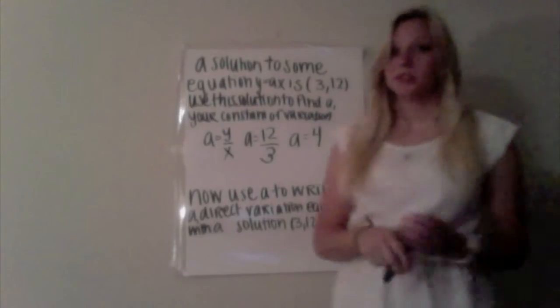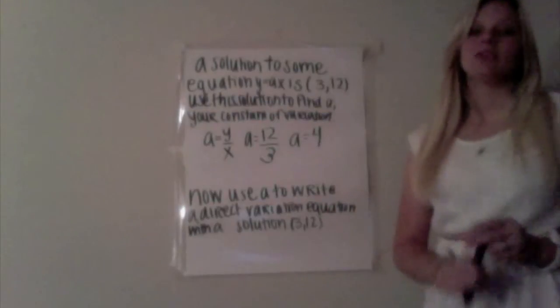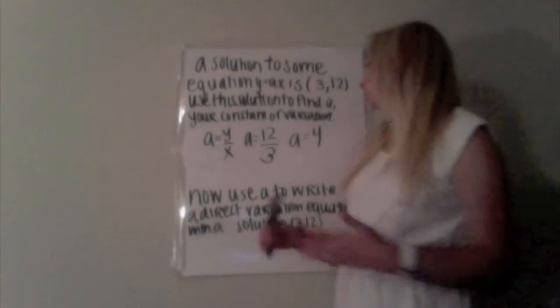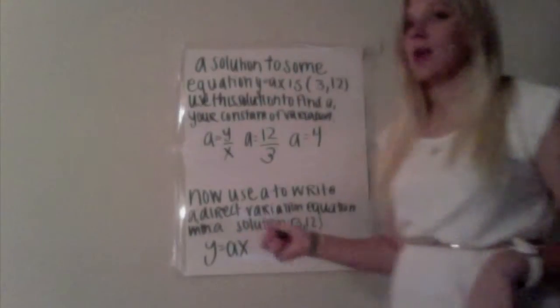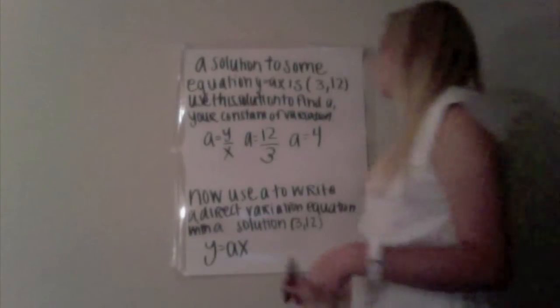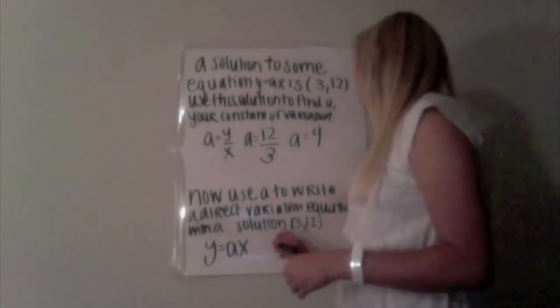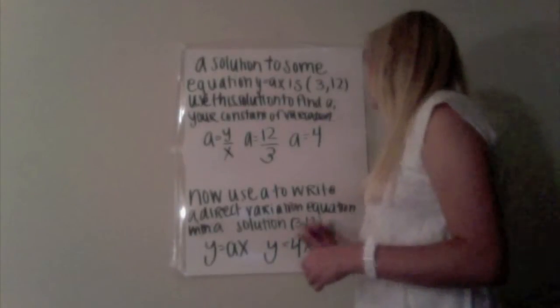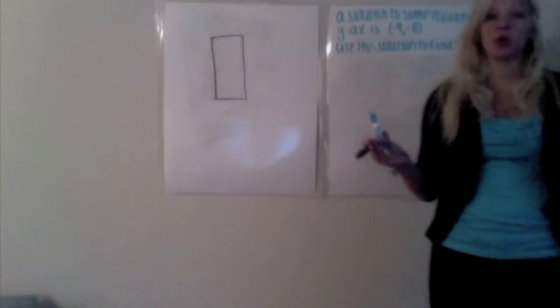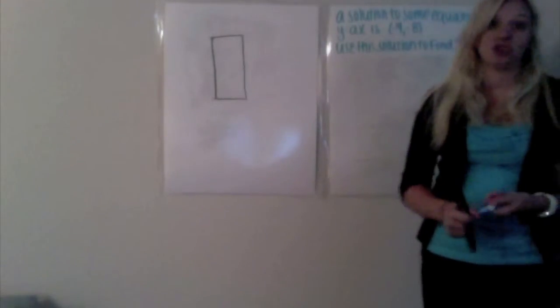Now that we have our constant of variation, let's use this to make a direct variation equation. So, we have a direct variation equation, y equals ax, but we already found our A, so our direct variation equation that has a solution (3, 12) is y equals 4x. Let's try one more example of finding a constant of variation.